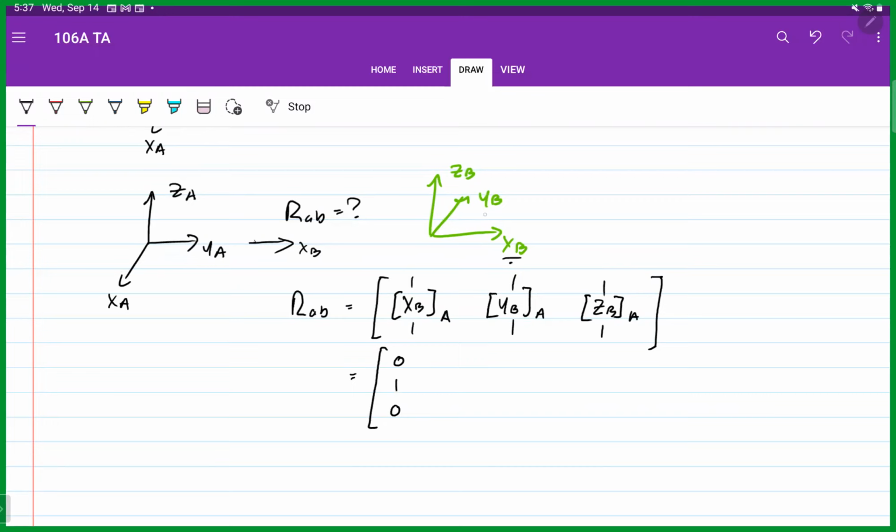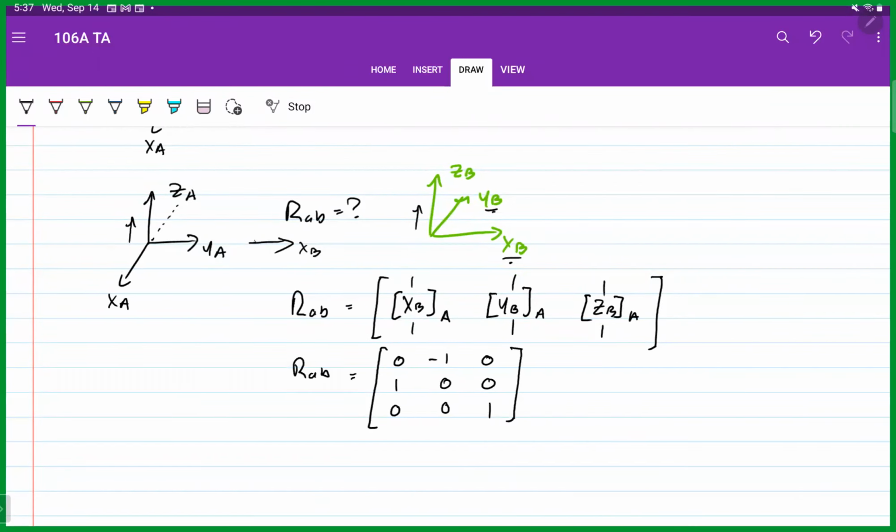Now, what about YB? Let's move on to the next one. Well, YB is pointing opposite to the X direction from frame A, all right? So it looks like the negative X vector. So it's going to be negative 1, 0, 0. And finally, the Z-axis just stays the same, right? This is still pointing up in both of these frames, all right? So it still looks like the Z-axis, 0, 0, 1.